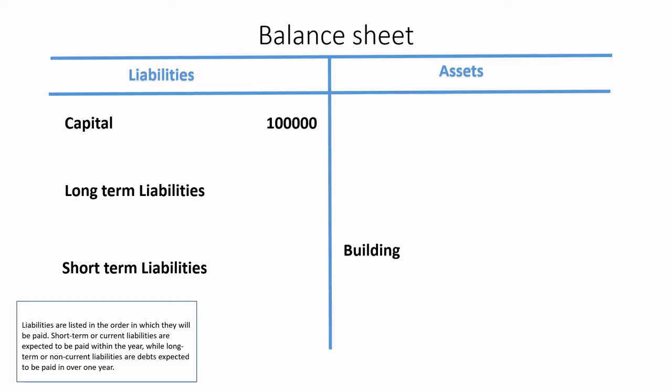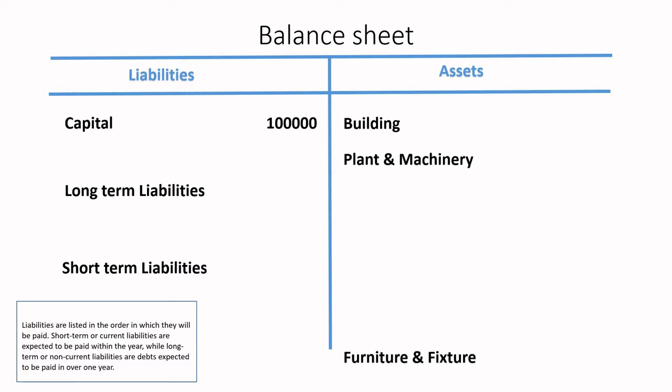Now let's move to the asset side. Whatever money I have put in plus whatever I have borrowed, the total amount I need to invest to run my business. So I bought an office. That office is my asset because I own that office. To run my business, I need some plant and machinery for production. So that plant and machinery is my asset. I need some furniture for my office. So that furniture is my asset. All these assets, the building, the plant and machinery, the furniture, are my fixed assets.